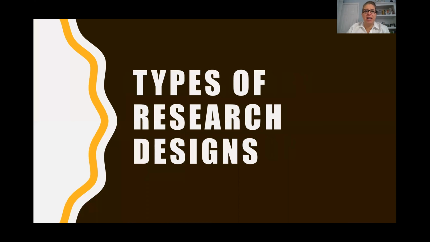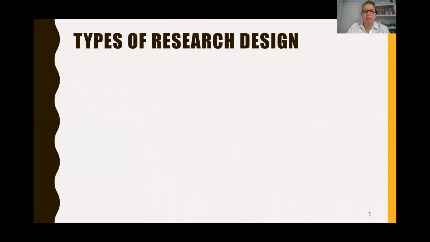So let's get started. We have different types of research designs, the first of which is exploratory research. And exploratory research is all about learning more about a particular phenomena. It's about gaining ideas and insights. It's about learning more about a phenomena before you move into a more complex research design.